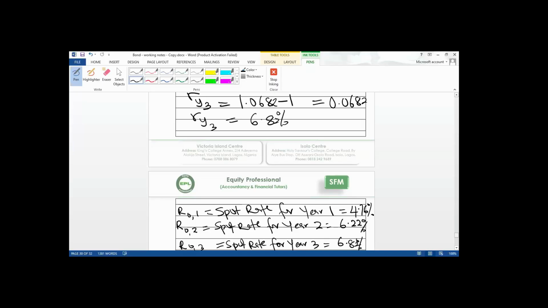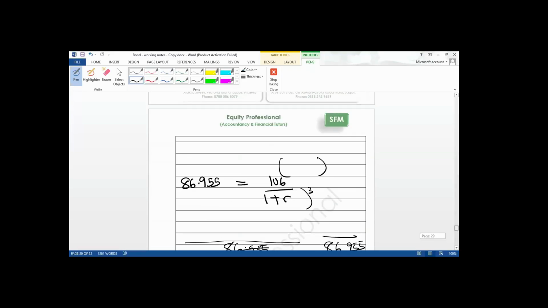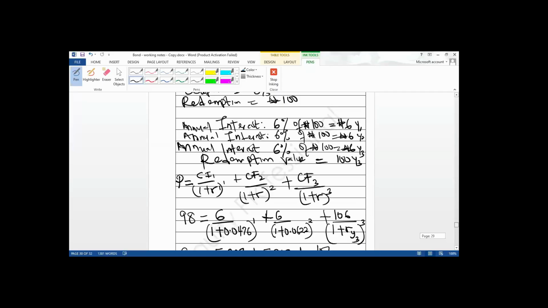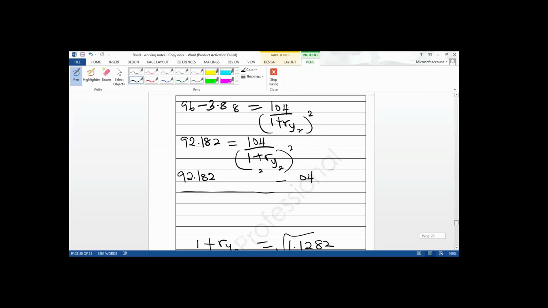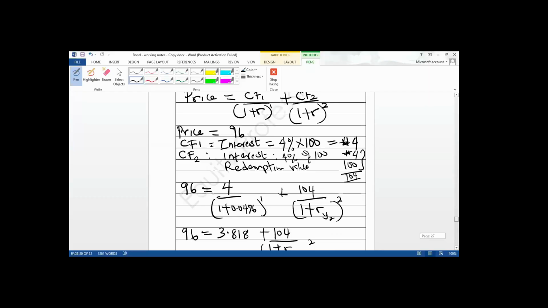To calculate your forward rate, you require the spot rate. This spot rate is calculated from default free bond. You can compute your forward rate now. Let's go back to the first page.